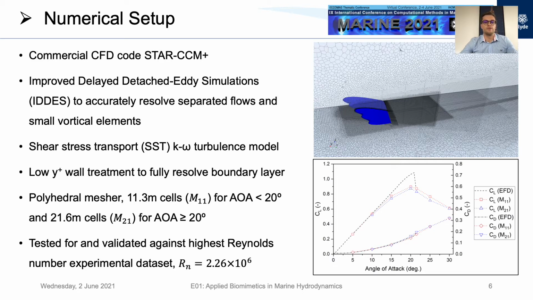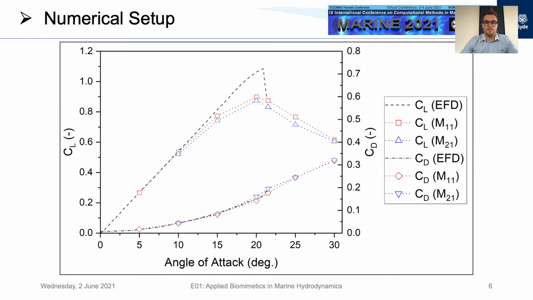Simulations were run in the fully turbulent flow regime with a Reynolds number of 2.26 million. This was the highest flow velocity from the experimental reference study. You can see from the validation study here that there is good agreement between the experiments and my CFD. There are discrepancies for the maximum lift coefficient, but for the highest experimental angle of attack of 21.5 degrees, when the rudder is stalled, the results were in good agreement, which gave me confidence in my model.